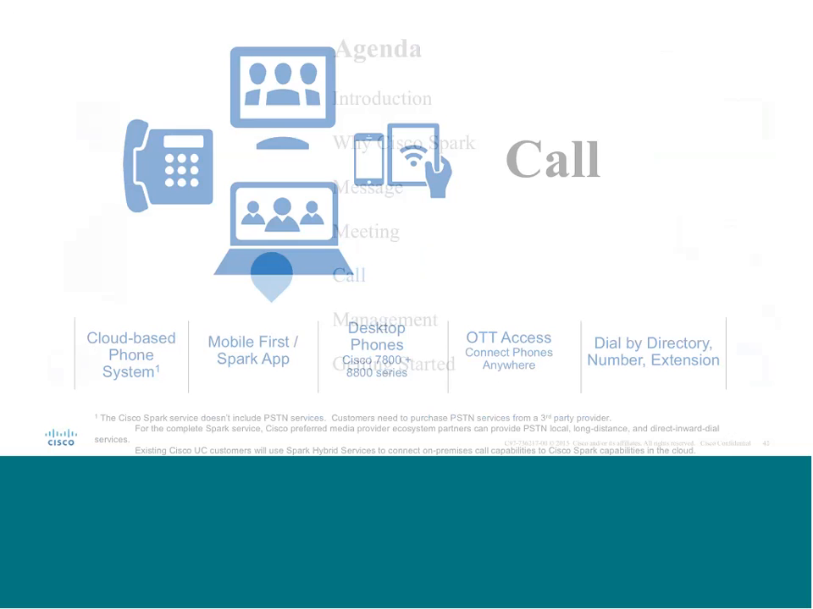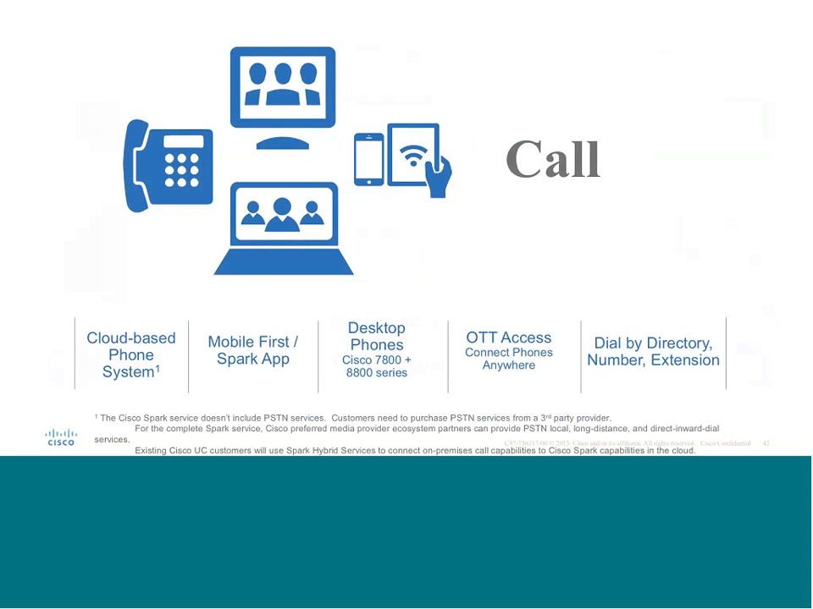So let's talk about Spark Call. So Spark Call is a cloud-based phone system. Again, mobile first with the Spark app, but it also supports Cisco desktop phones and gives you that access virtually anywhere. You can take a phone and plug it into your cable modem at home, and it'll register to the Spark Cloud and allow you to start making phone calls, or to a branch office, etc. You can dial by directory, phone number, extension, etc.